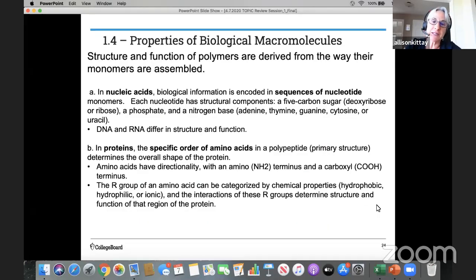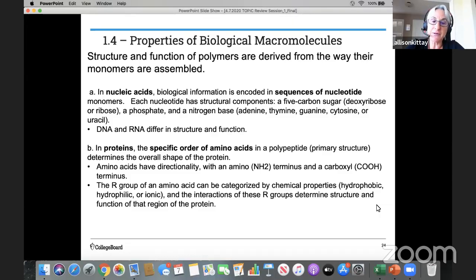So let's take a look specifically at nucleic acids and proteins in just a minute, because the structure and function of polymers are derived from the way their monomers are assembled. In nucleic acids, biological information is encoded in the sequence of those monomers. In other words, each nucleotide, which in turn has that 5-carbon sugar, a phosphate, and a nitrogenous base, the sequence of those is going to determine the biological information. And just a note that DNA and RNA differ in both structure and function. And as I mentioned, you're going to get a lot more information about this tomorrow.